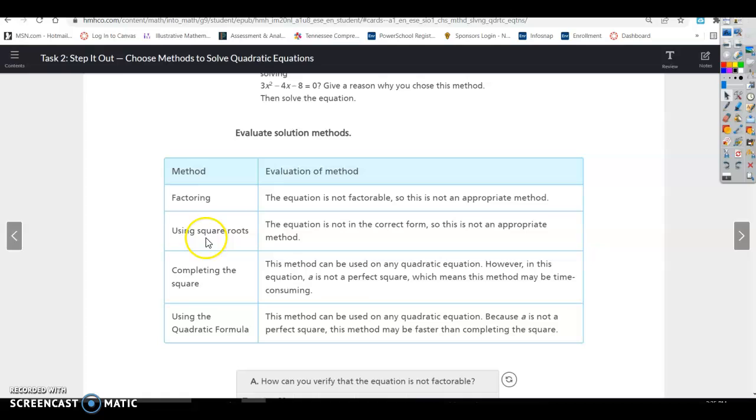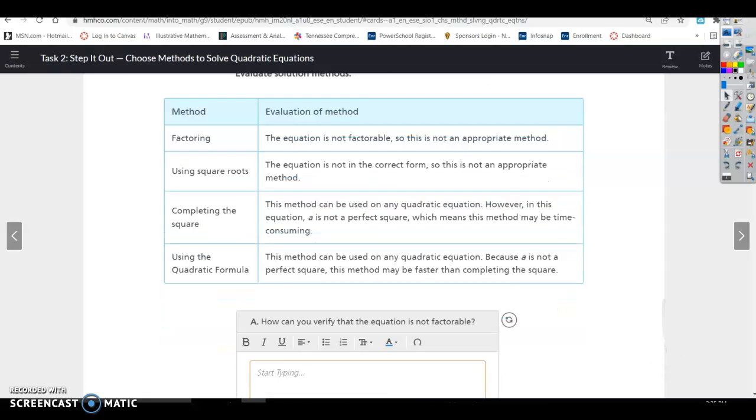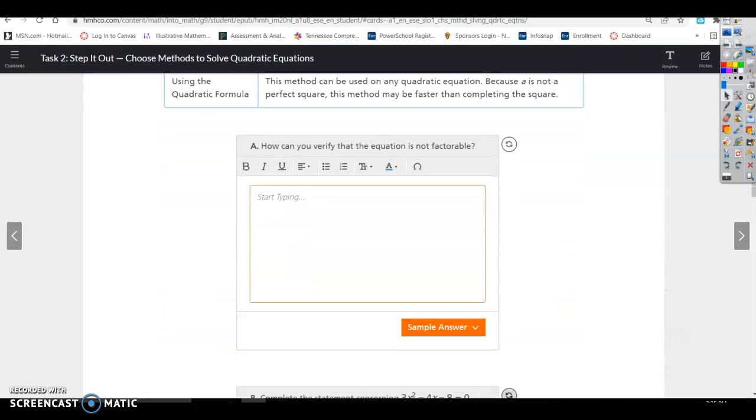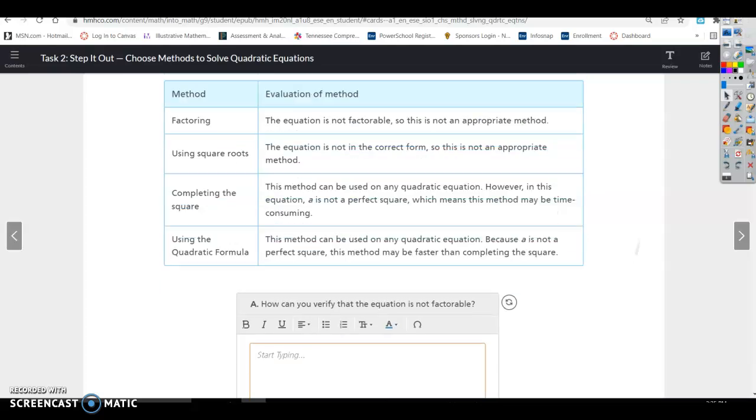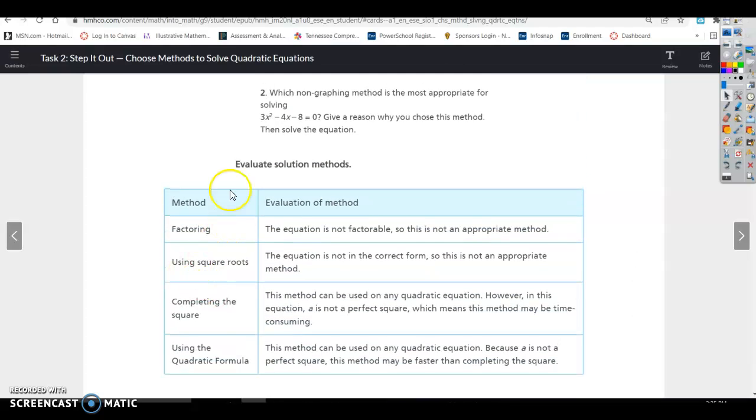We can't use square roots because it has an x term. So we're going to either use completing the square or quadratic formula. All right, so it says, how can you verify that the equation is not factorable? Okay, so when I just check to see, again, we have to do A times C, add to get B.